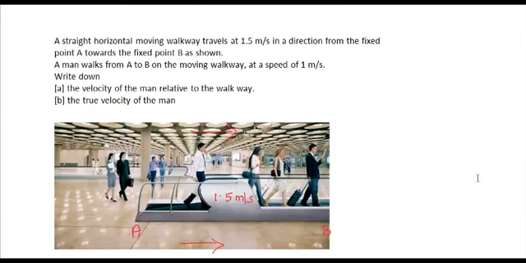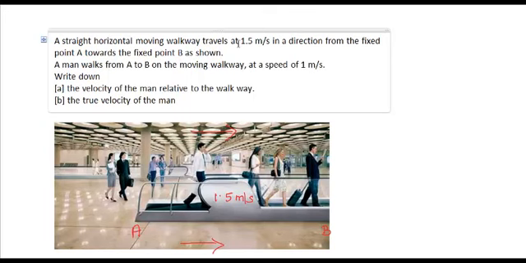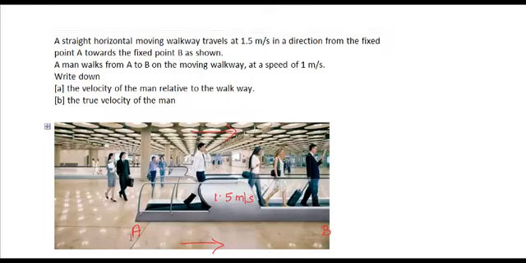A straight horizontal moving walkway. See, the walkway is shown in the diagram. It travels at 1.5 meter per second in the direction from a fixed point A to B. It's from west to east. The walkway speed is 1.5 meter per second. So this we can represent as velocity of W, VW, let's take, which is the velocity of the walkway.